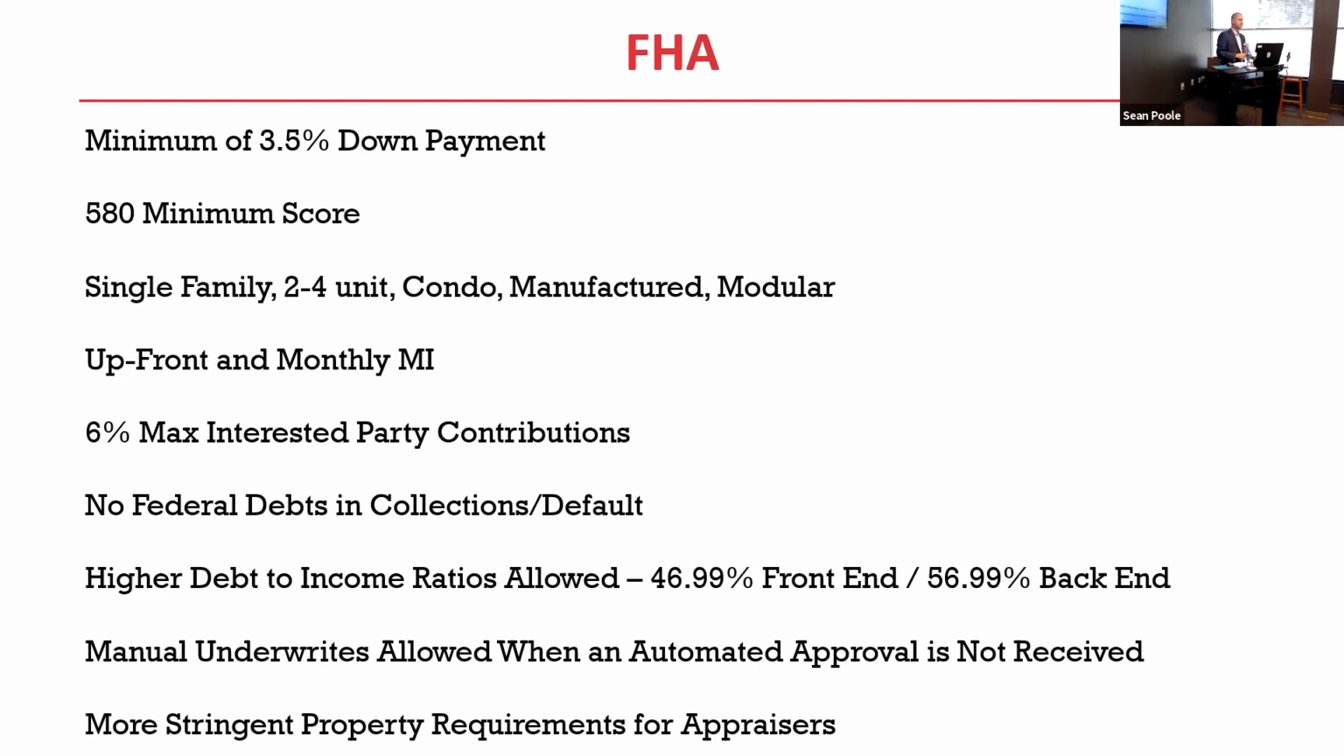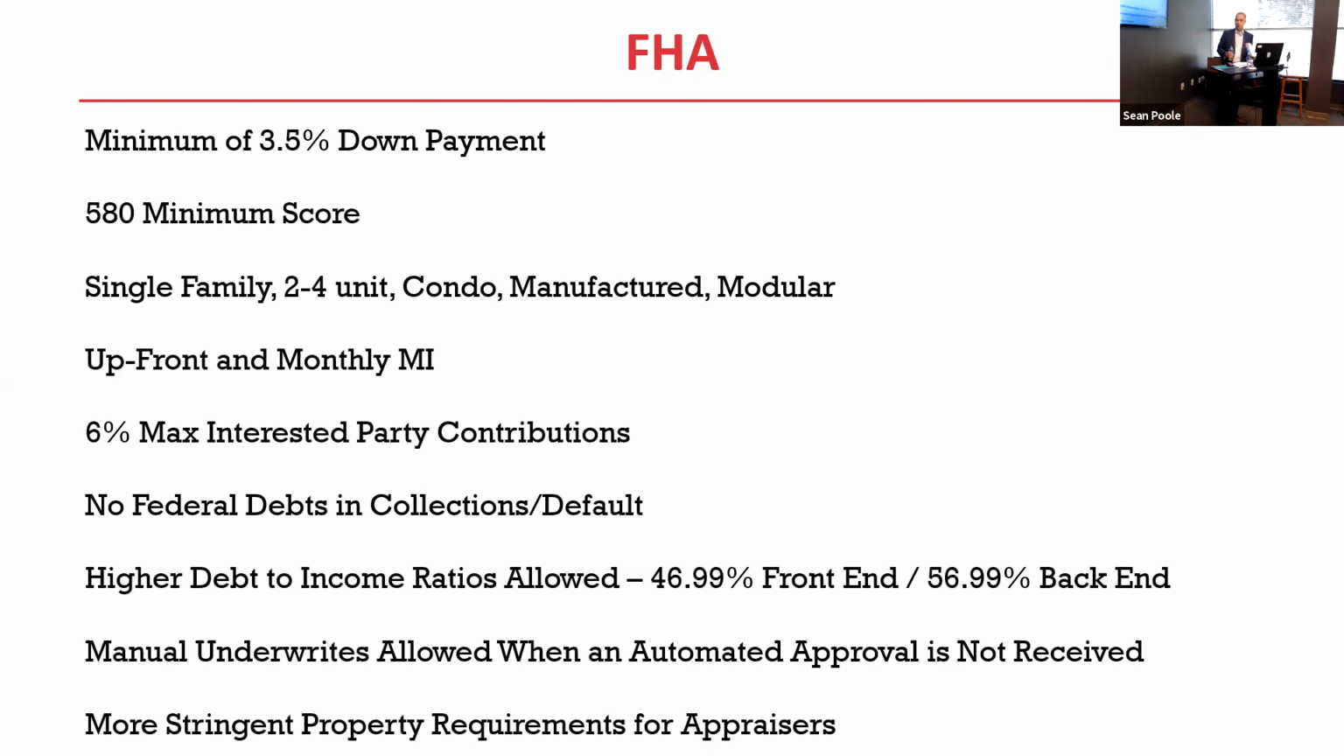And is there any restriction for the length of the credit that they're having? Like 580, but I know somebody with a 602, but it's only with 1 year of credit history. Is that always up to the underwriter?